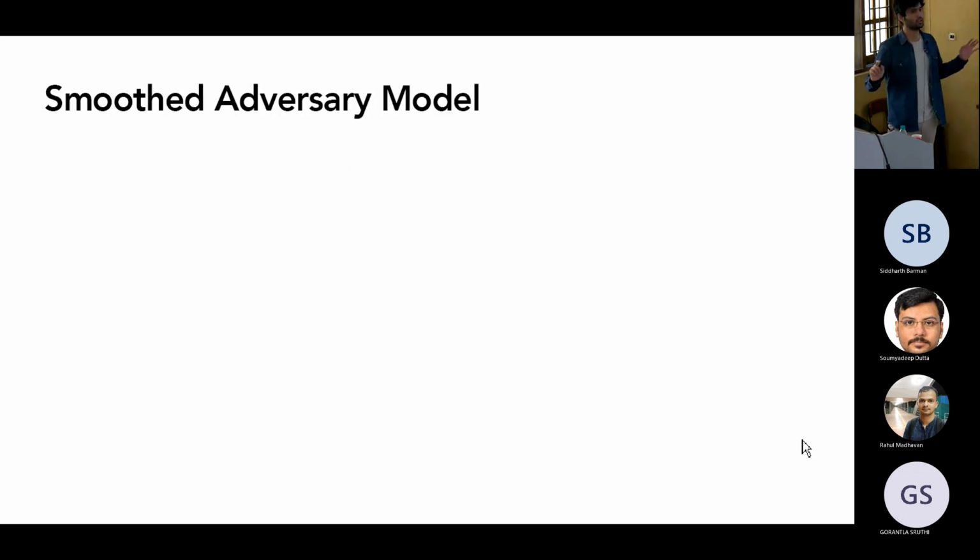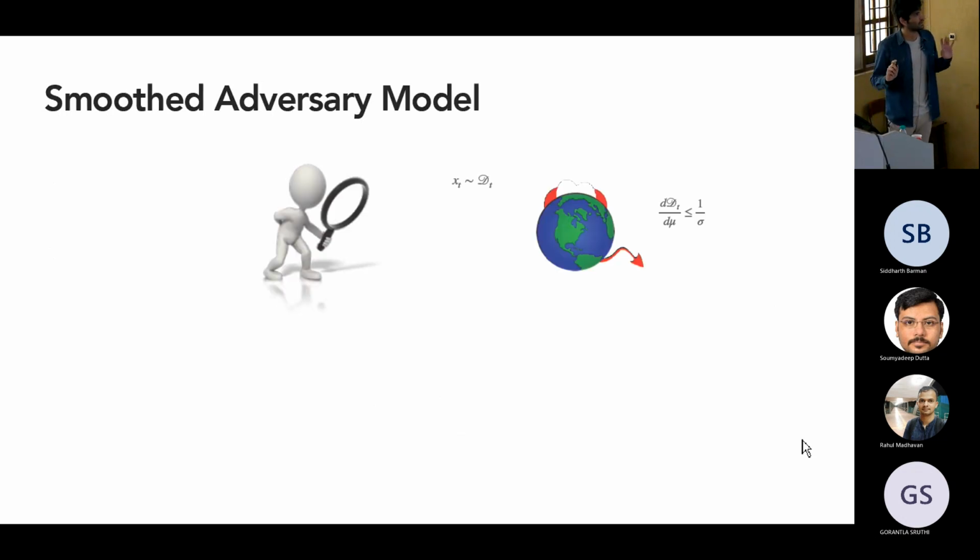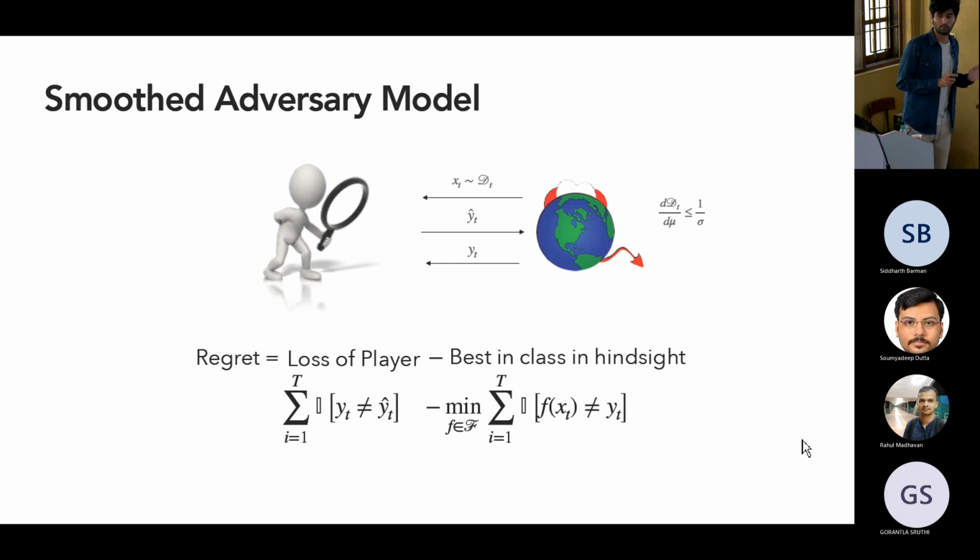So just to fully specify the model that we are interested in, the thing that we'll study is the following. At each time your data is drawn from dt, which is a distribution, and the adversary picks this distribution, having looked at all the past data. The only constraint is this dt by d mu, which is bounded by some number 1 over sigma. And as before, you predict and you measure the loss of the player minus the loss of the best in hindsight.